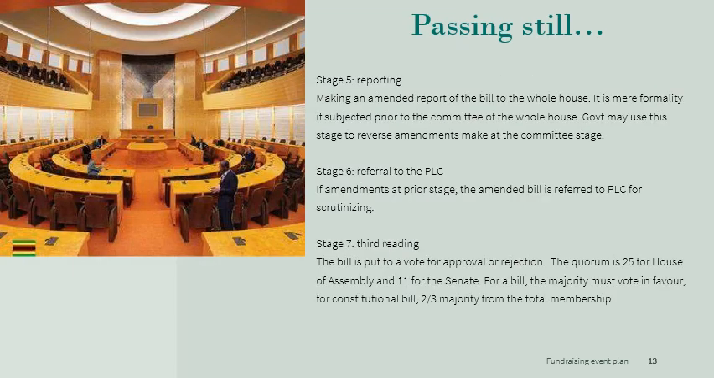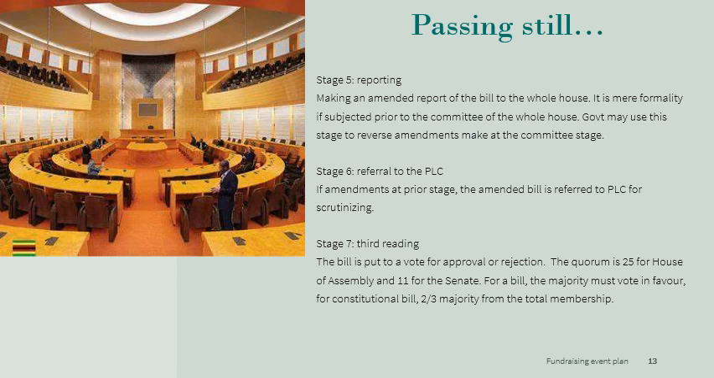Now, on stage 5, we have the reporting of the bill, making an amended report of the bill to the whole House, because on the previous stage we were criticizing the bill, making amendments to it and so forth. Now we are reporting those amendments to the whole House. It is a mere formality, because in the previous stage it was the whole House that was doing all those amendments and so forth. So in this stage we are merely reporting everything that we all have been doing. So it is a mere requirement, the committee of the whole House.